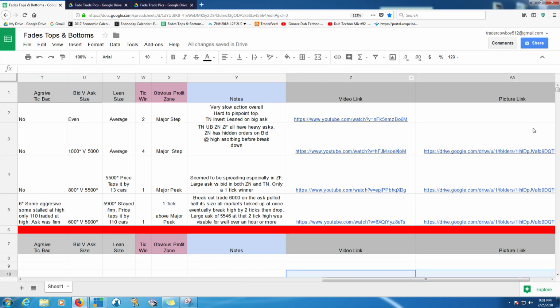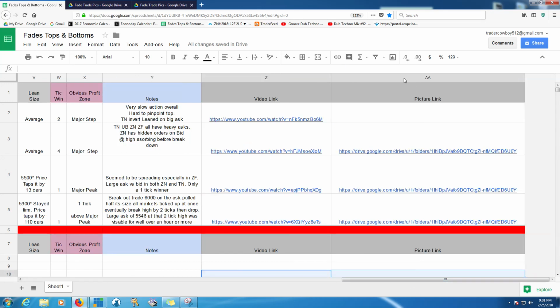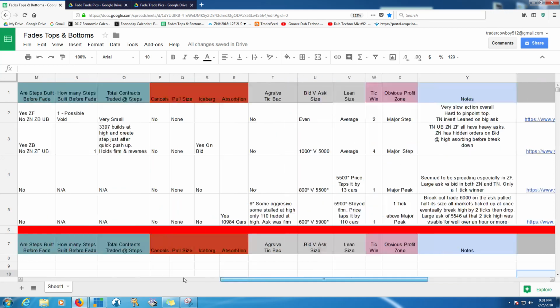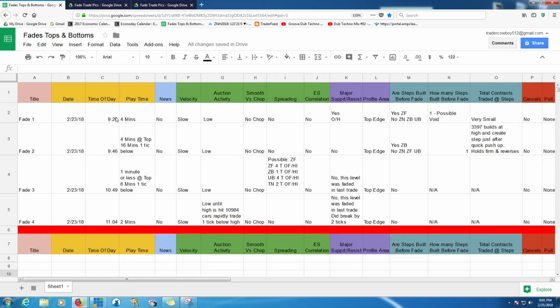Then we got the video links and the picture links. There was no picture for the first fade 1. Like I said, I added columns. So this is kind of good to do, about 46 minutes per analysis to fill out all this stuff accurately. But I think it's good because it'll help you learn about certain strategies you're trying to play.